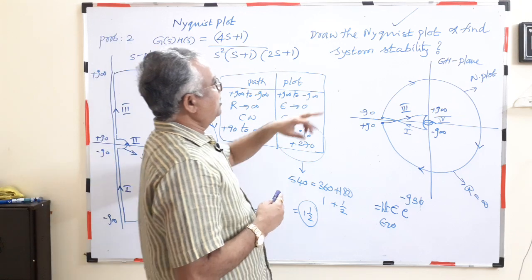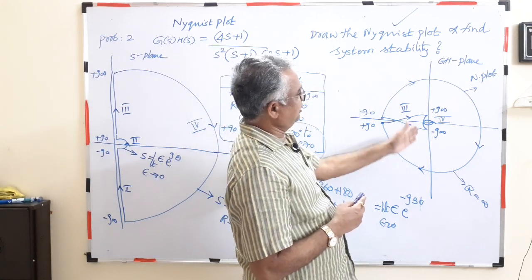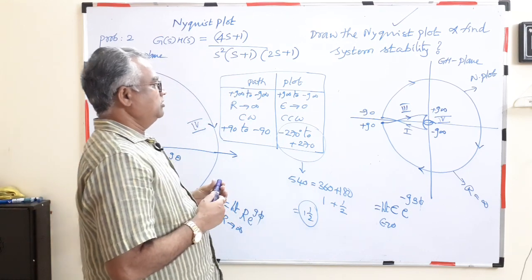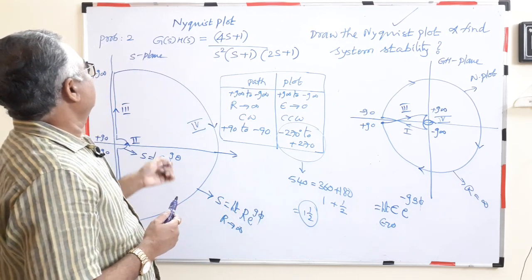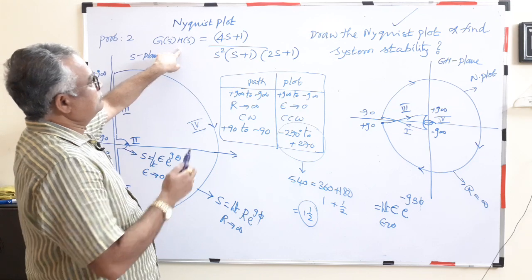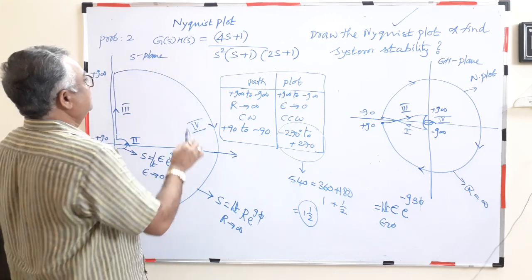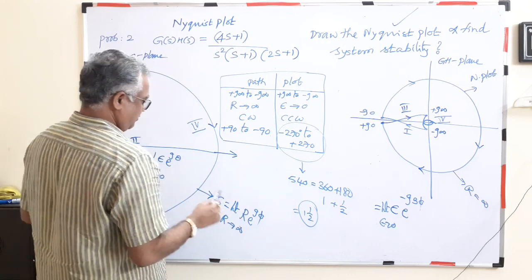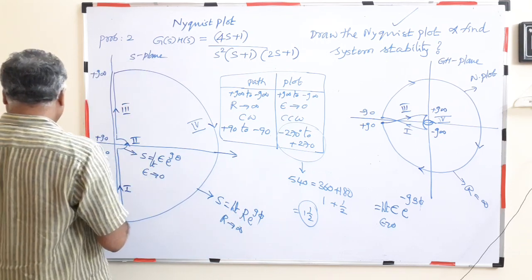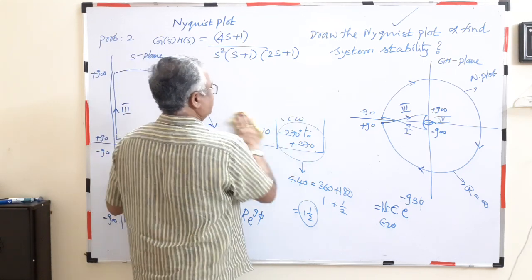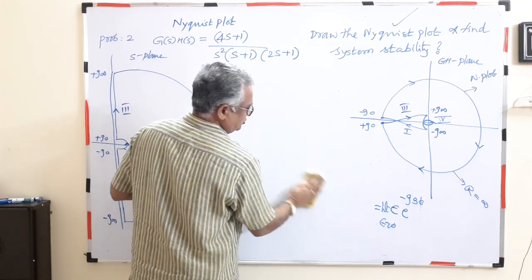Next, second part, system stability. So with the help of this, we have to decide system is stable or not. Now open loop system, how many poles is it having on the right side? What is the argument formula? What is the Nyquist principle of argument? N equal to P minus Z.